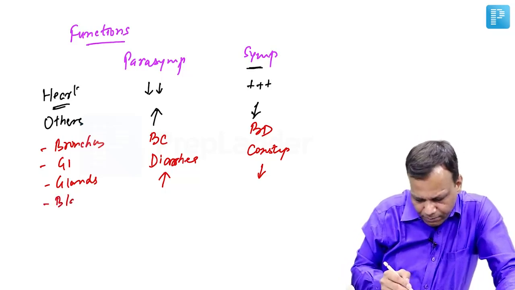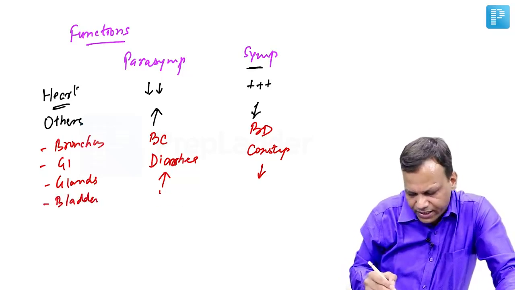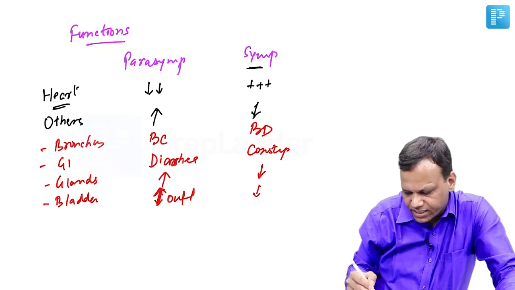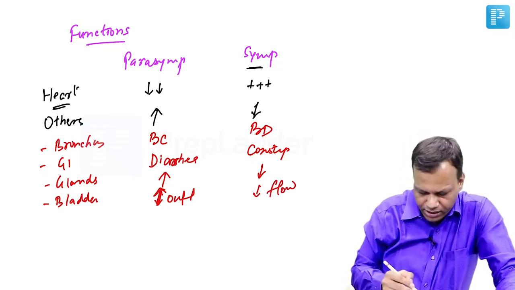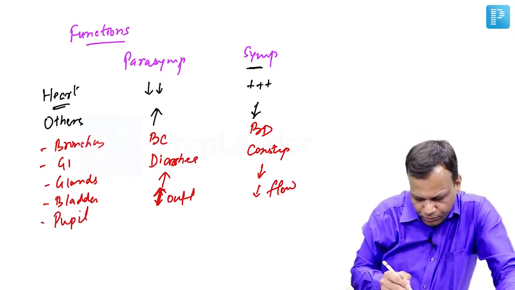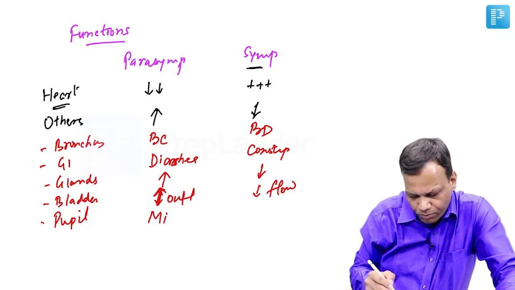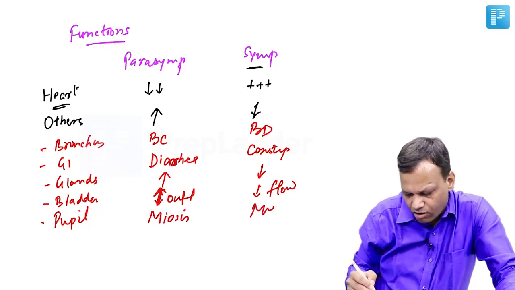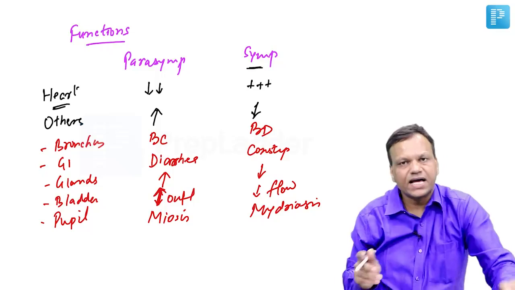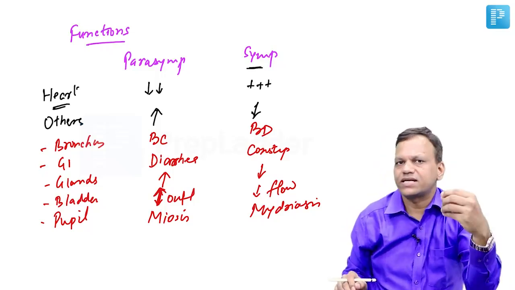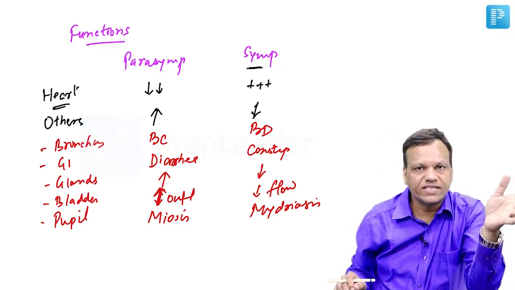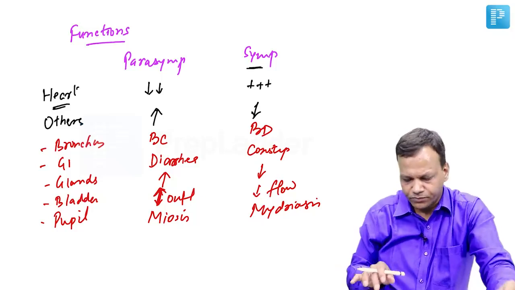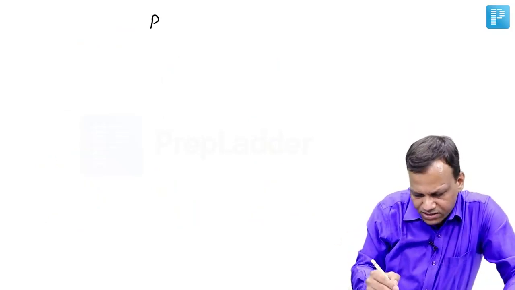Then in the bladder, parasympathetic system will relax the sphincter and increase urine outflow, sympathetic system will decrease urine outflow. In case of pupil, parasympathetic will stimulate, that means it will cause constriction leading to miosis. Sympathetic opposite, it will cause mydriasis. So basically the actions are opposite. You can remember, sympathetic system stimulate the heart and inhibit everything else, parasympathetic opposite. Okay. Now we can discuss the system separately, starting with the parasympathetic system.